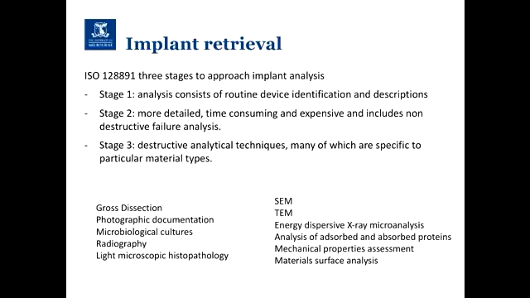So stage 1 is the routine device identification, really what it is, what has happened. Stage 2 is more detailed and time consuming, and you're doing analysis to it that is not going to disrupt, or it's non-destructive. And then stage 3 are types of analysis that you would do that are going to disrupt the device, the tissue surrounding it. There are some types of analysis that's inevitable.